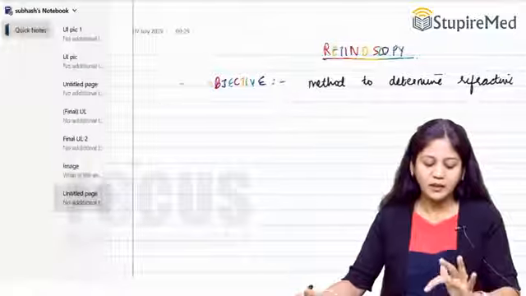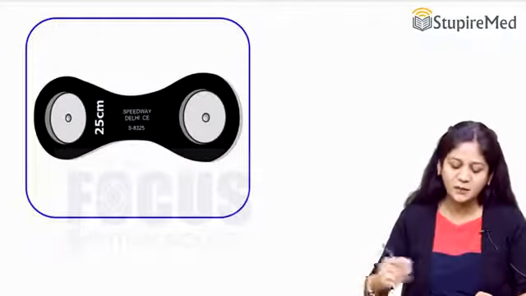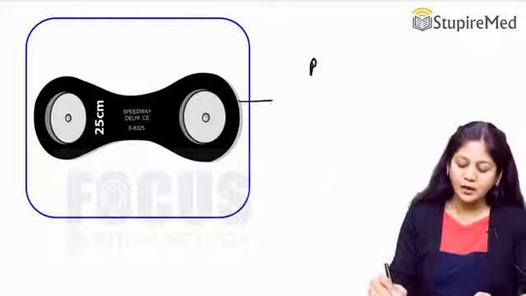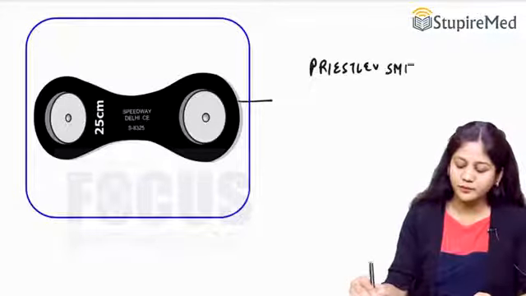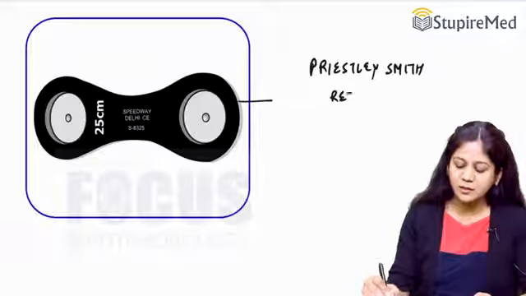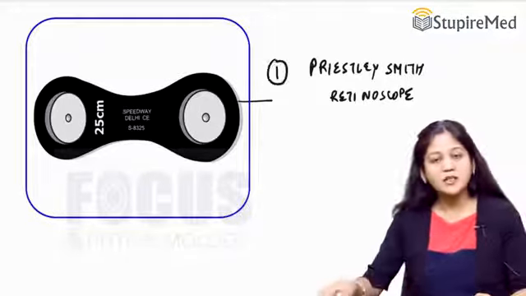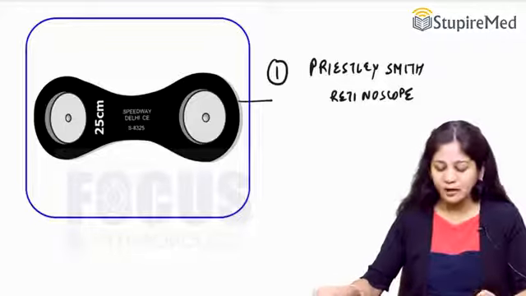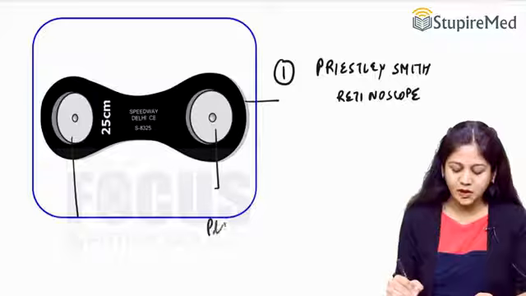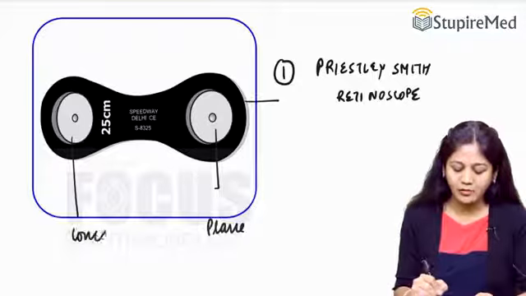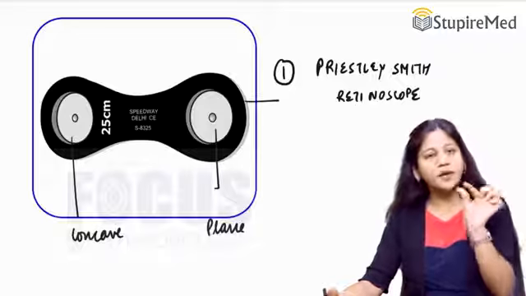Basically, retinoscopy can be done by two types of methods. As you can see here in this picture, this one is known as Priestley-Smith retinoscope. So these retinoscopes have one plane mirror and one concave mirror. Now these are the reflecting surfaces. They have a small aperture.